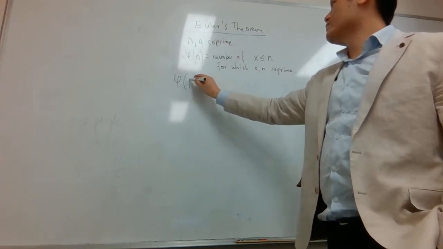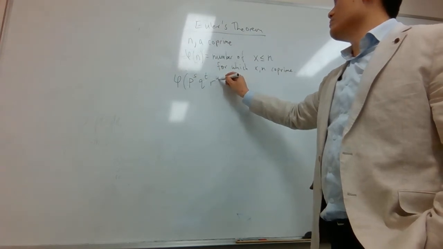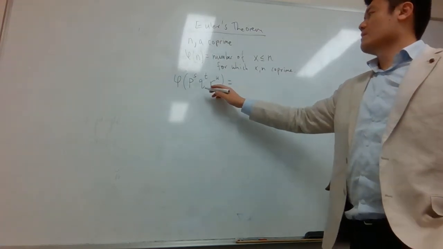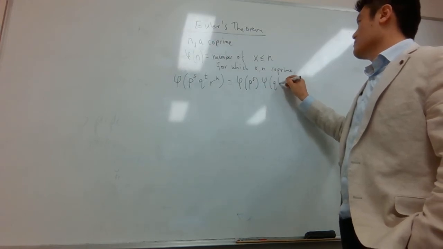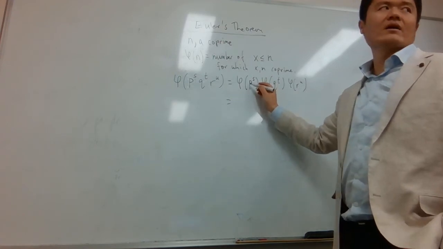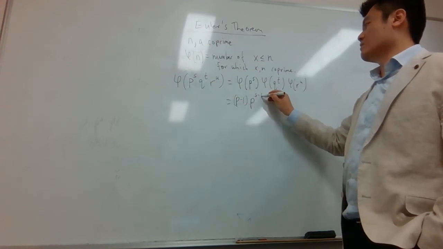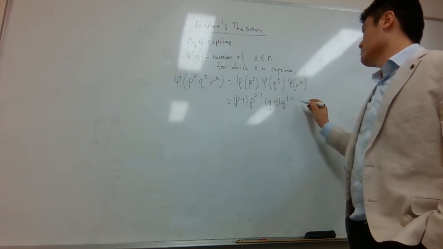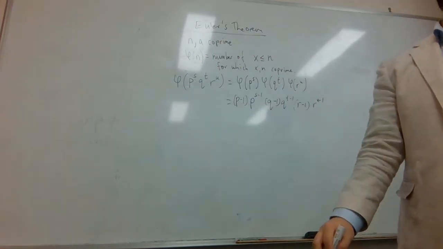If n is p to the s times q to the t times r to the u, these are three prime powers. Phi works on them individually, so you can do them separately. What it does individually is decrease the power and the prime by one. So it's p minus 1 times p to the s minus 1, q minus 1 times q to the t minus 1, and r minus 1 times r to the u minus 1.